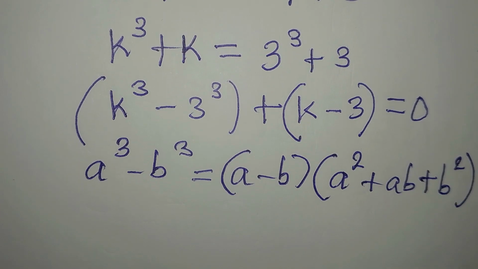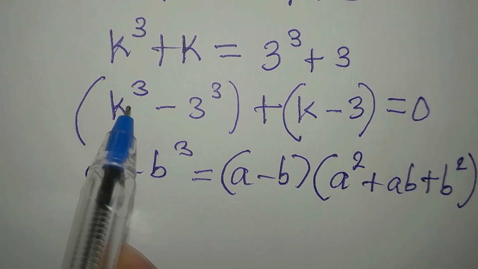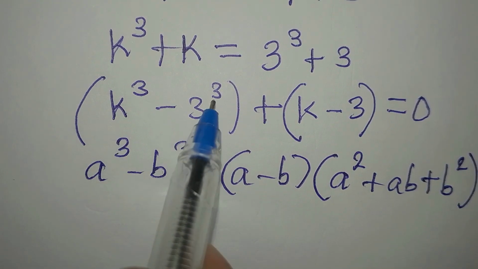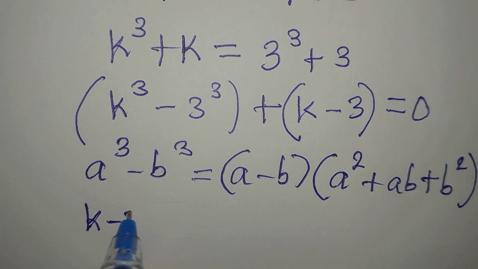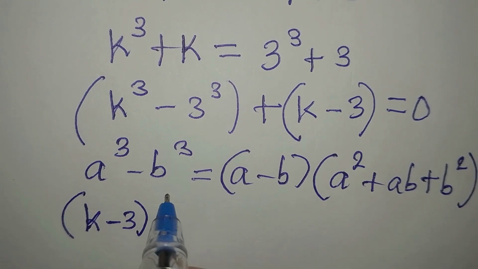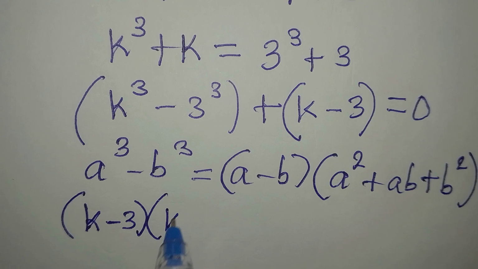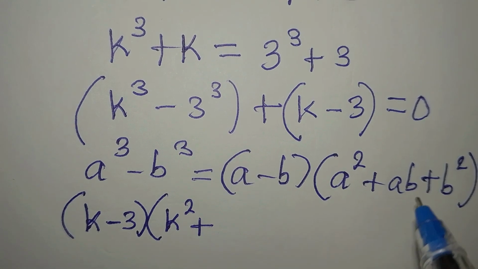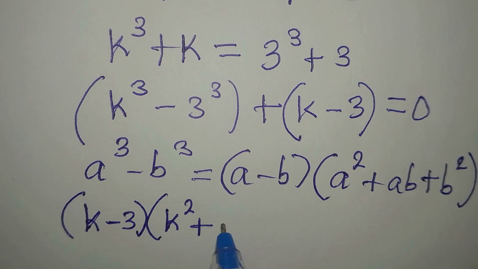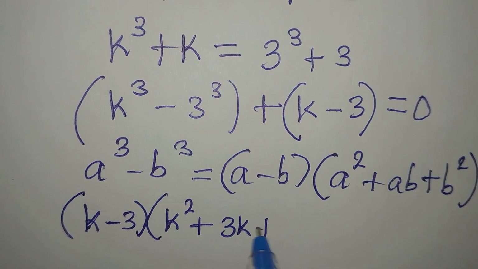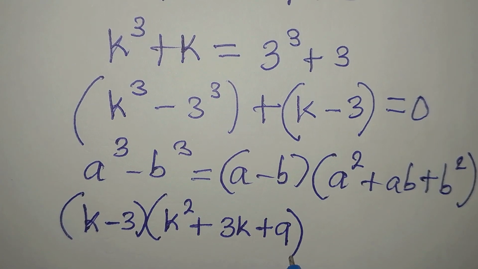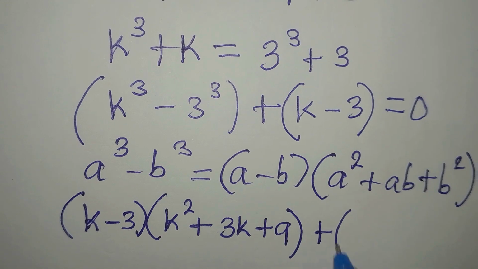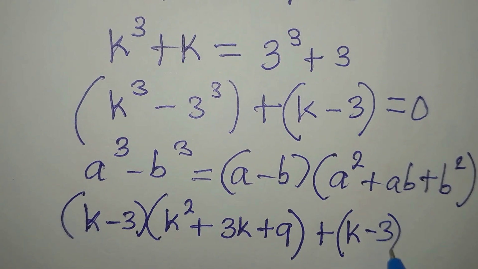Okay, so to continue, then in place of k to the power of 3 minus 3 to the power of 3, I'll be having k minus 3. K minus 3, we'll have this. Then open bracket, a squared becomes k squared. Then plus ab, that will be k times 3, that is 3k. Then plus b squared, that will be 3 squared, and it is 9. Close this. Then plus open bracket k minus 3, and this is equal to 0.